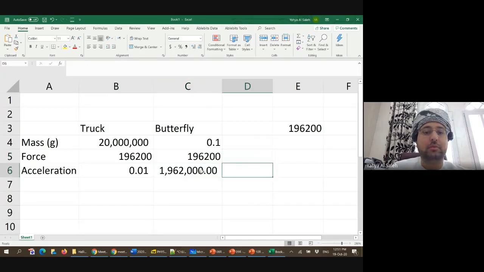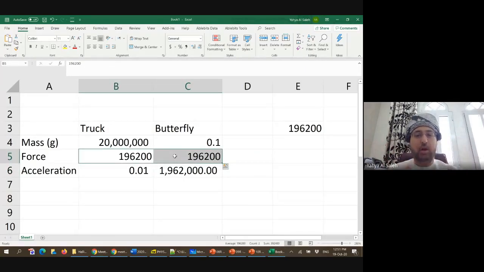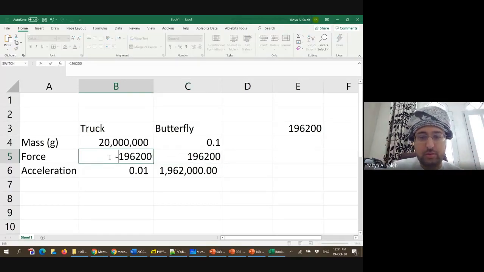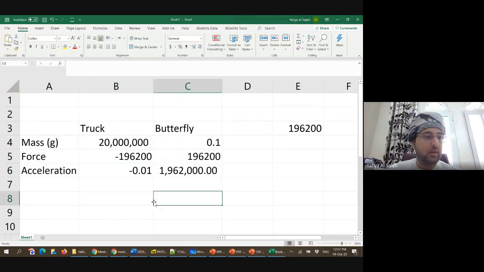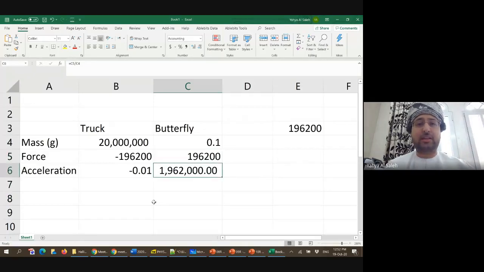So this is what happens. If you have the same force, because they are in opposite directions, okay, what actually happens is, your butterfly will get a ridiculously large acceleration and it's going to be flying off in that direction, but the deceleration that you get for the truck is so tiny that in reality nothing really happens to the truck.